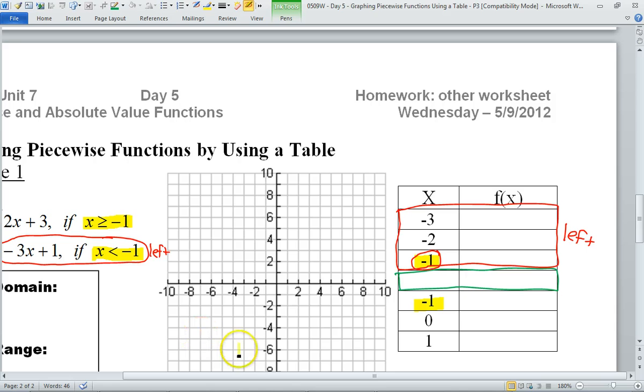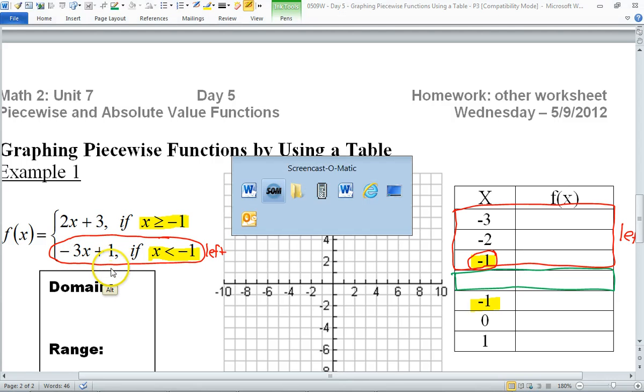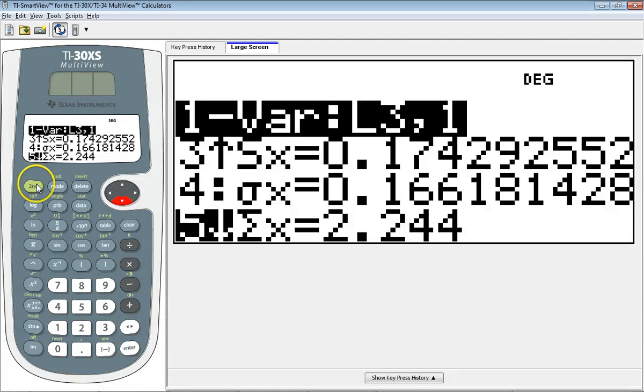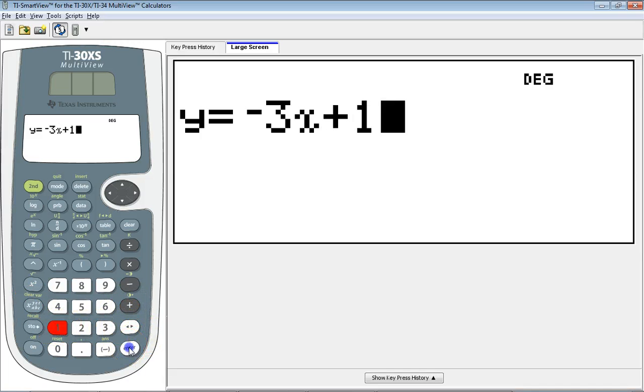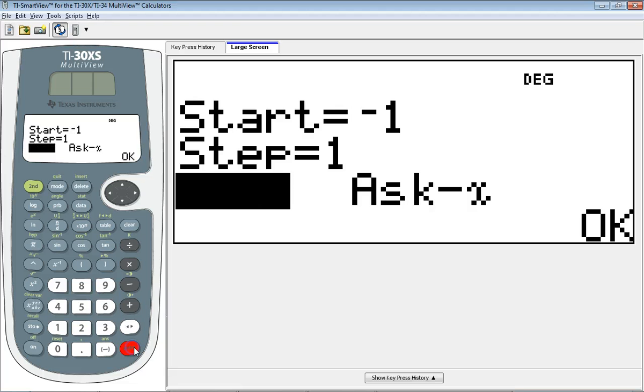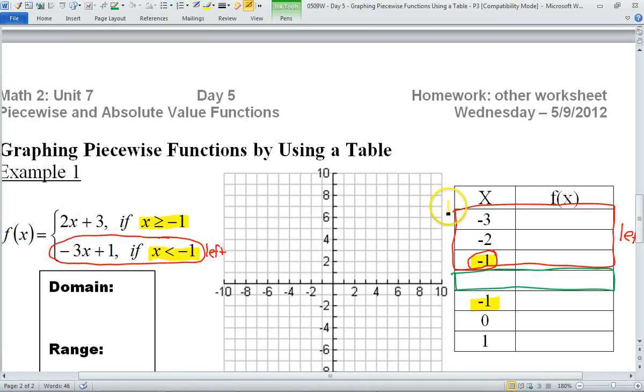So we could use our calculator. Ready? Get your TI-30. Let's just put in 2x plus 3. No. We're doing the red one. So let's put negative 3x plus 1 in the calculator. And the table. Negative 3x plus 1. So here we go. Hit table. And we'll type in negative 3x plus 1 and hit enter a few times till we get to the table. Now let me look back again.